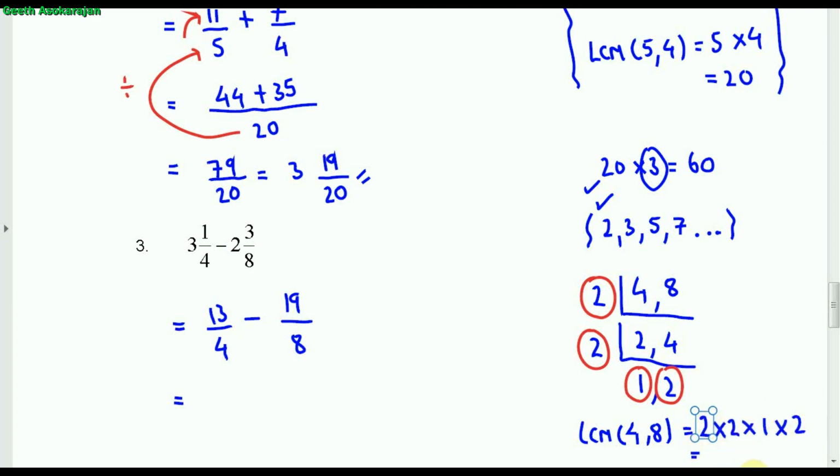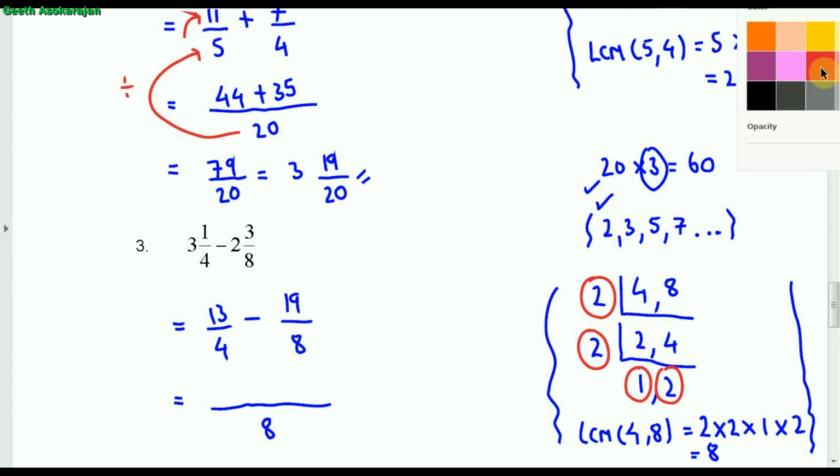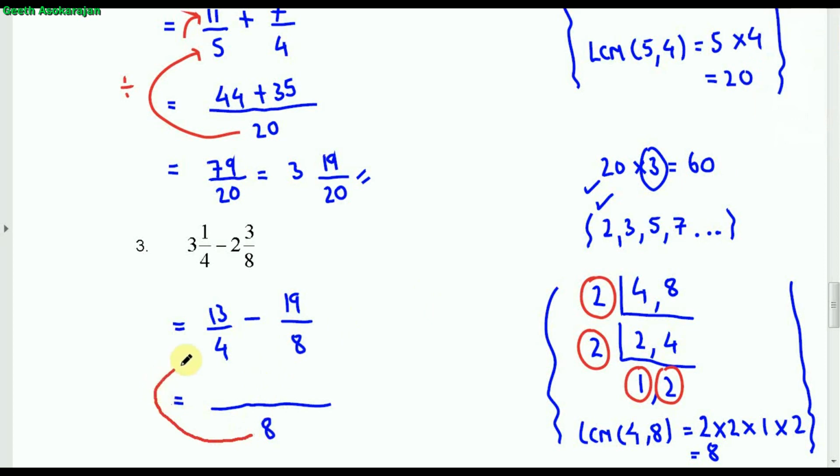So 2 times 2 is 4, times 1 is 4, times 2 is 8. So 8 is the LCM in this case of 4 and 8. So 8 is going to be the denominator term of the resulting fraction. And the step that follows is the divide and multiply step. So I divide the 8 by 4 and I multiply the answer by the numerator term.